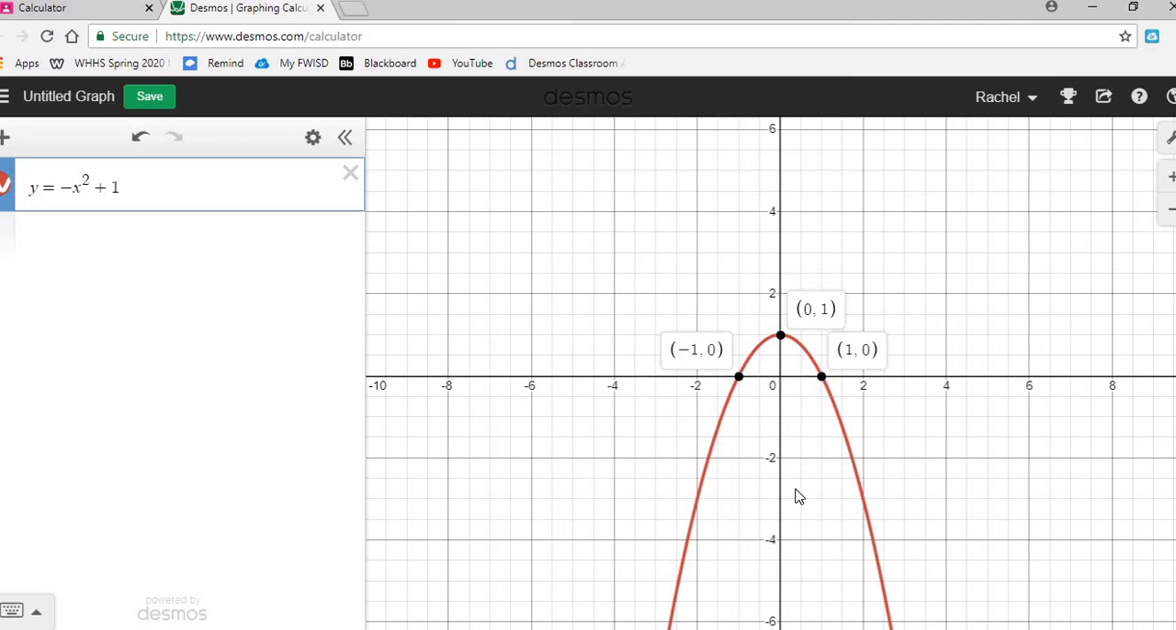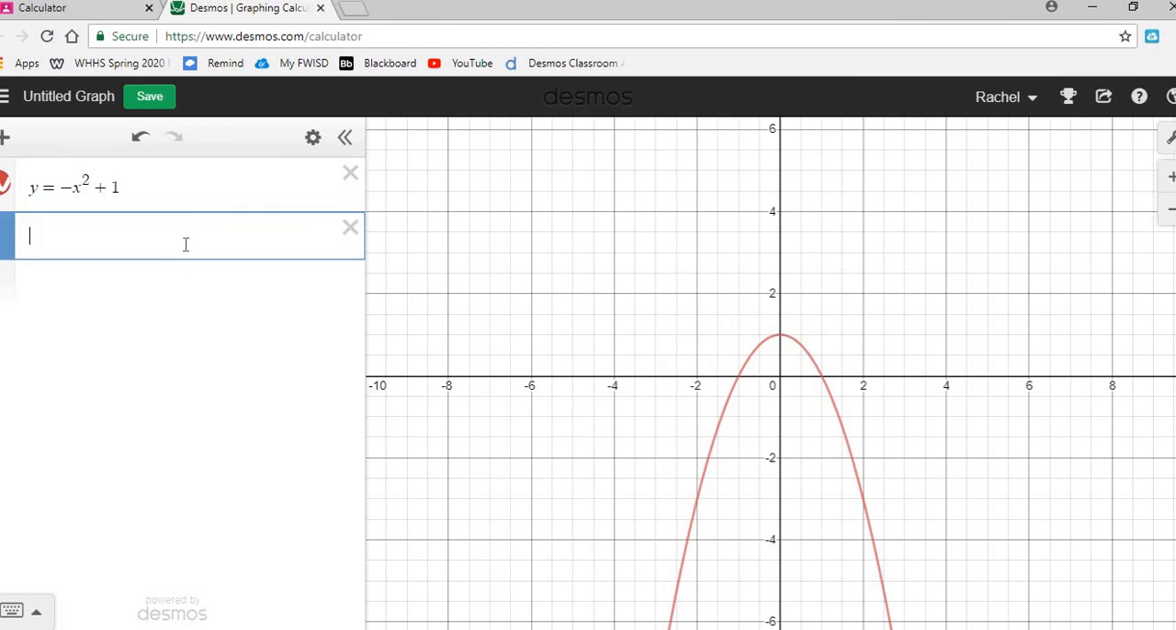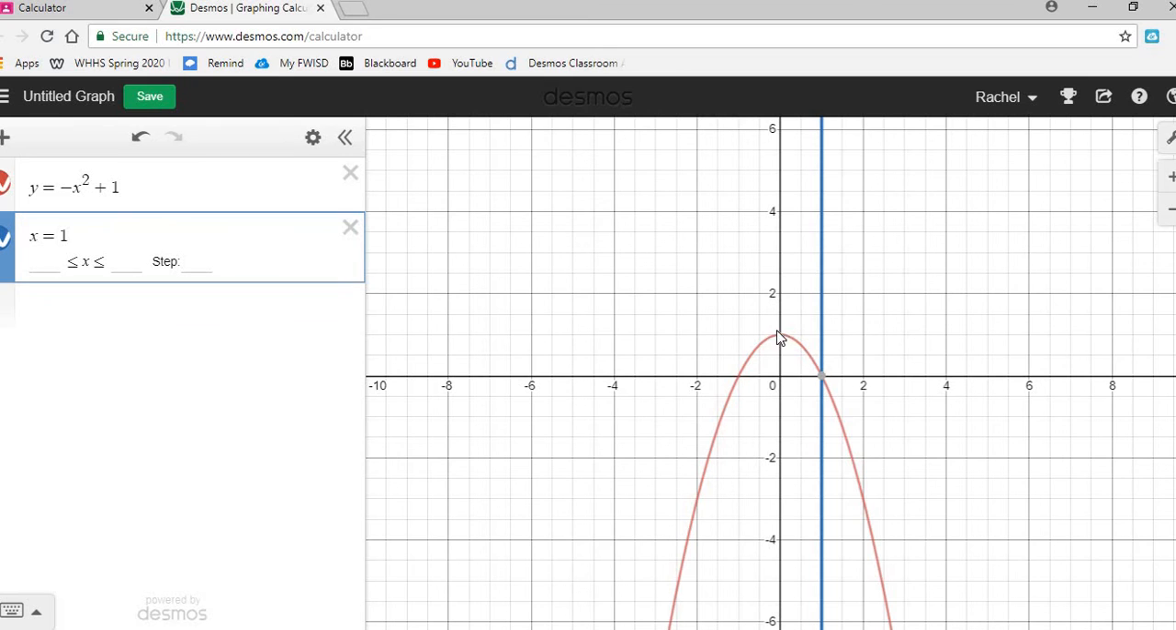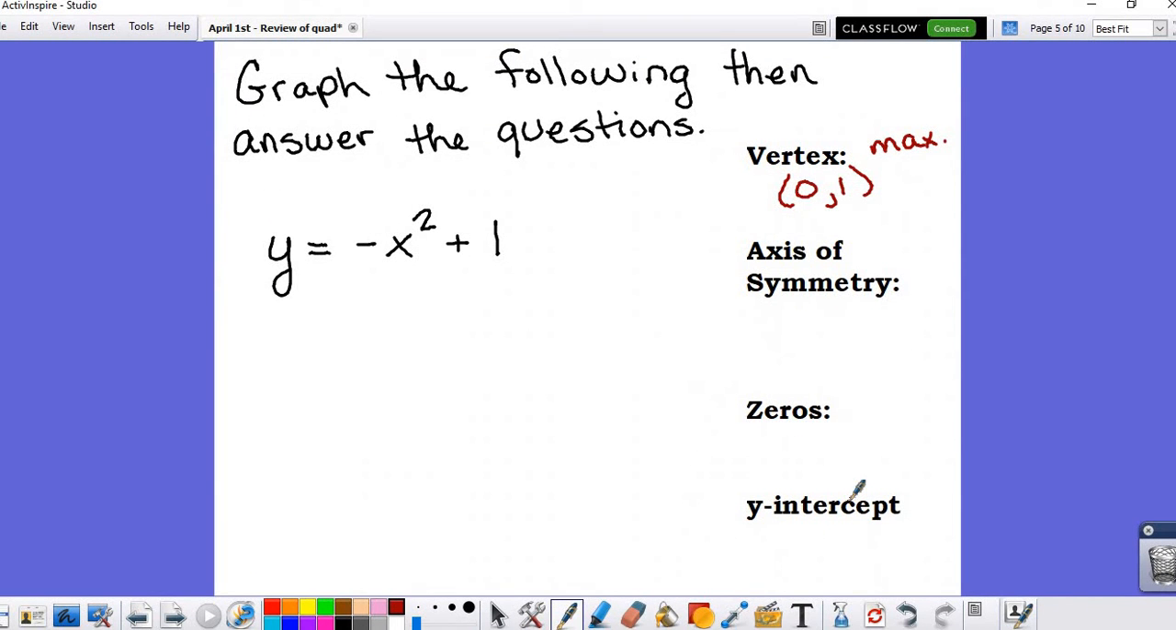My axis of symmetry then goes through that vertex. And the cool thing about Desmos, if you want to graph it to see if you're correct, if I want to say x equals 1, well, that doesn't go through the vertex. So if I say x equals 0, now it goes through the vertex. Okay, remember it matches up to the x value of the vertex.